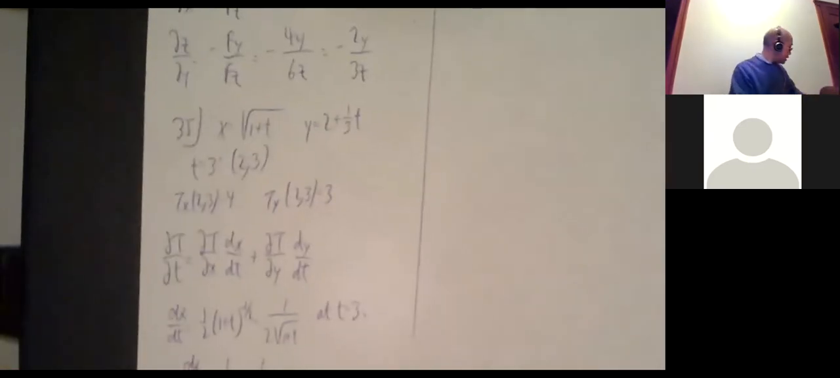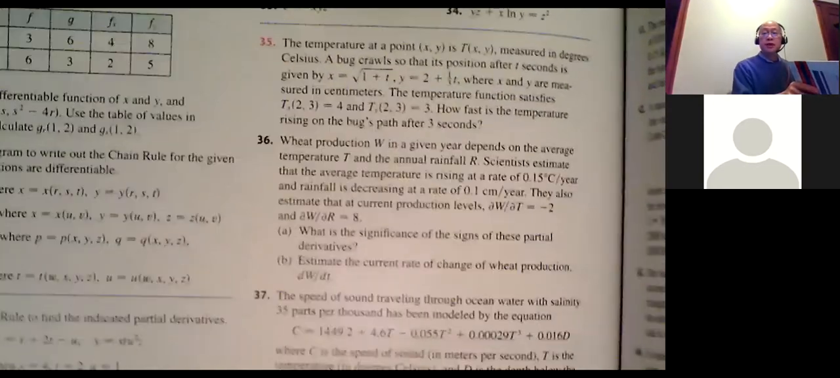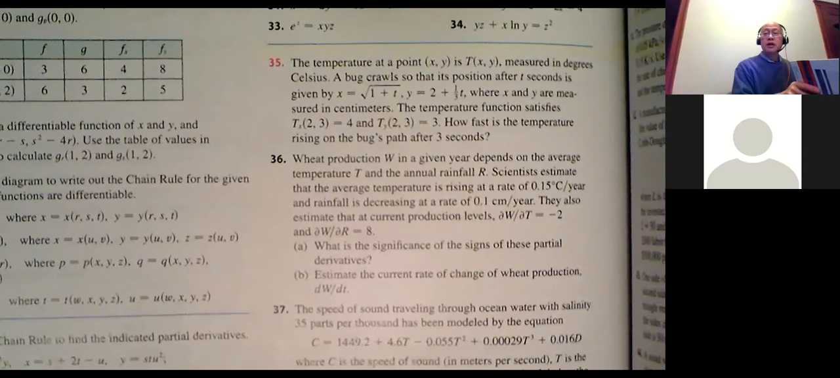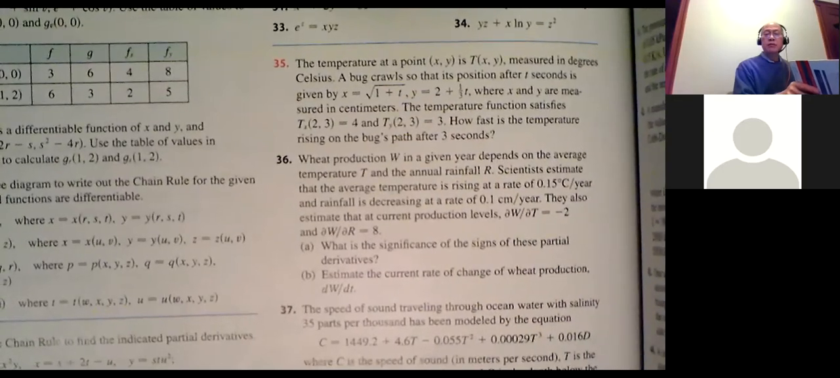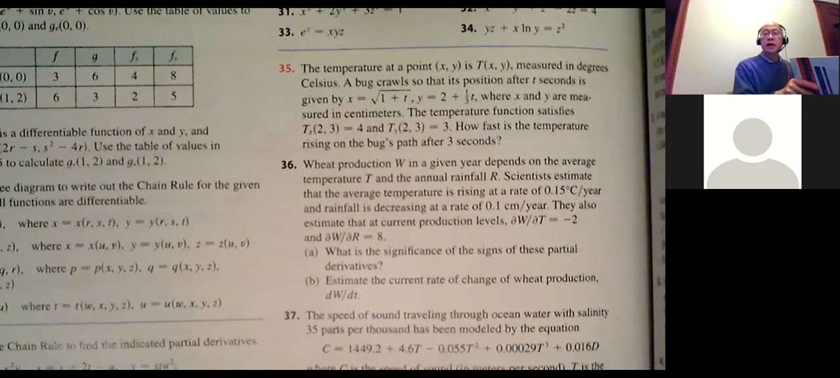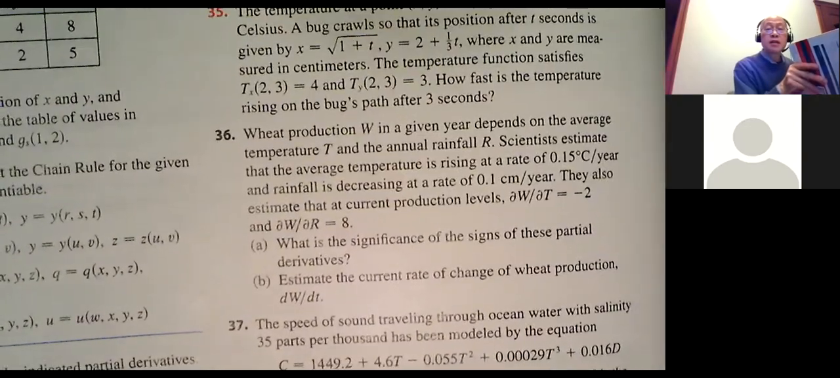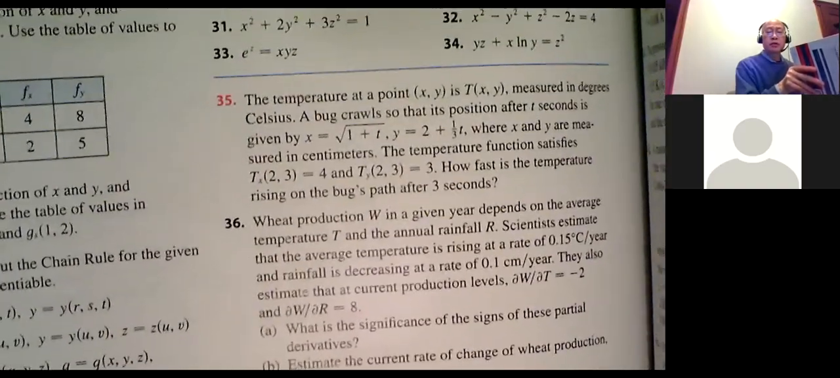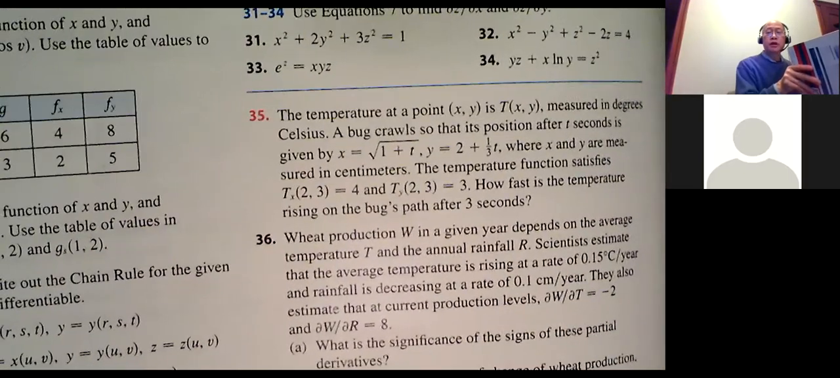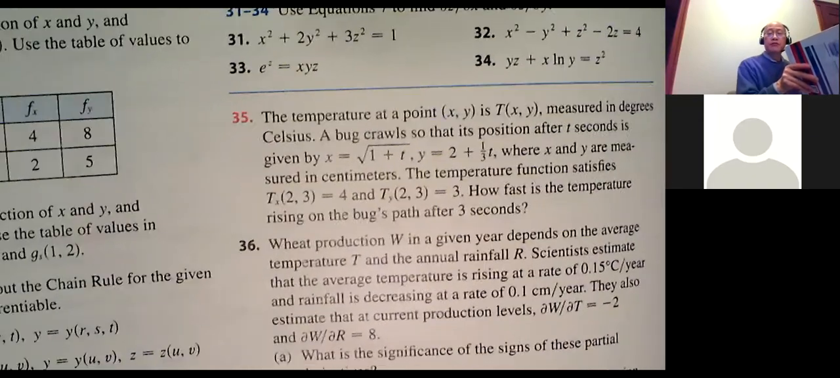Okay, then 35, and that's the last one for the section. So the temperature at a point x, y is T of x, y measured in degrees Celsius. A bug crawls so that its position after t seconds is given by x equals radical 1 plus t, y equals 2 plus 1/3 t. x and y are measured in centimeters. The temperature function satisfies T sub x of 2, 3 is 4. T sub y of 2, 3 equals 3. Okay, the rate of change of temperature in the x direction at the point 2, 3 is 4. The rate of change of the temperature in the y direction at 2, 3 is 3. How fast is the temperature rising on the bug's path after 3 seconds?